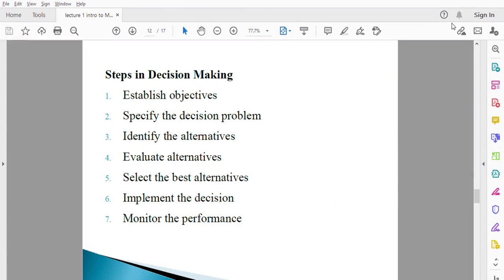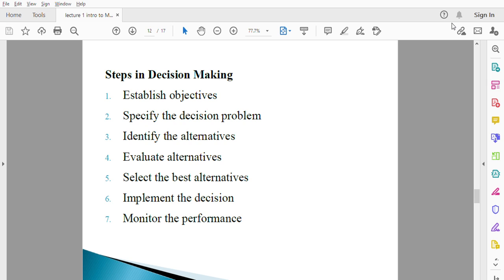Okay, welcome back. We want to continue with steps in decision making. There are a number of steps managers follow in making decisions. The first one is establish your objectives. You can write down your objectives. At the end of this process, this is what I envision to achieve.